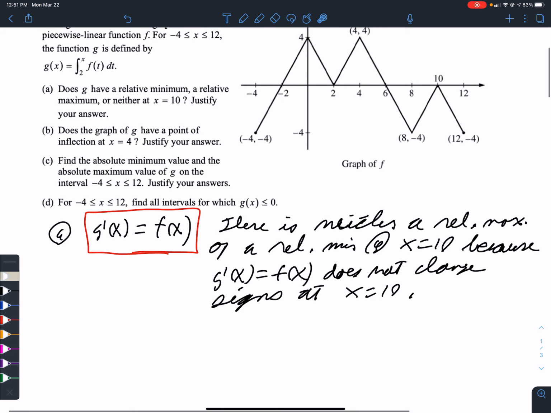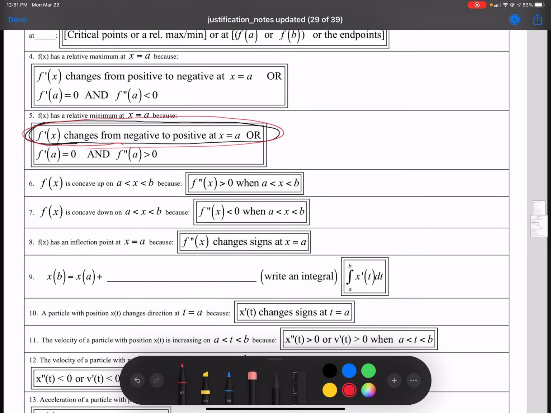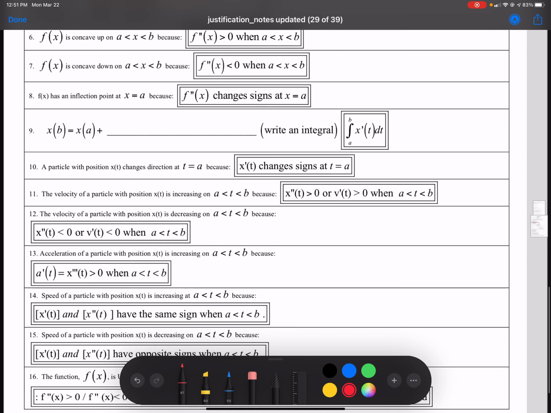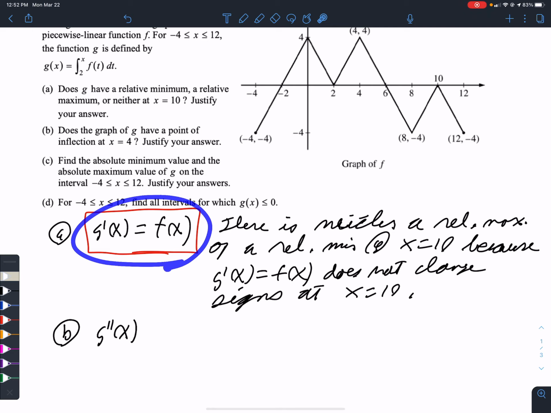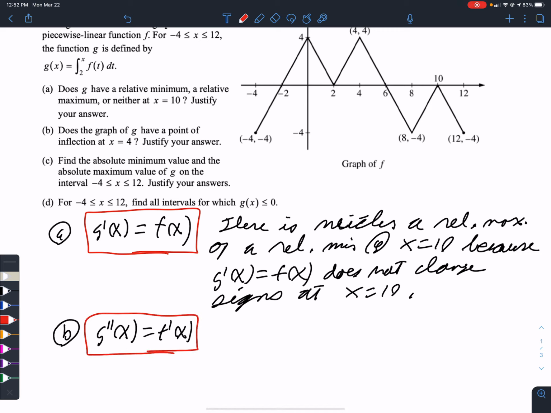All right? So now we're going to go to part B. And what is part B asking for? Part B wants an inflection point at 4. So now we think, what justifies an inflection point? To justify an inflection point, what do I have to show? I have to show that the second derivative changes signs. So I have to find the second derivative. So for part B, the first step is to find the second derivative of g. Well, from here, you take the derivative of both sides, that's just going to be f prime of x. So I would have given you a point for finding that.